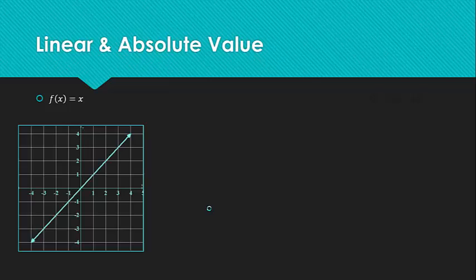f of x equals x. It looks like this. We've got our slope of 1 over 1 and our y-intercept of 0, right? And pretty much the domain in interval form, this goes on forever downwards, so we're going to have negative infinity, and it goes forever upwards, so we're going to have positive infinity. Done. Your range.